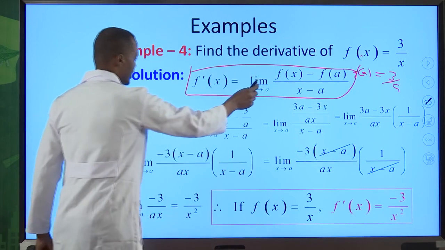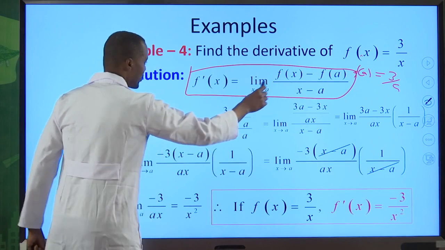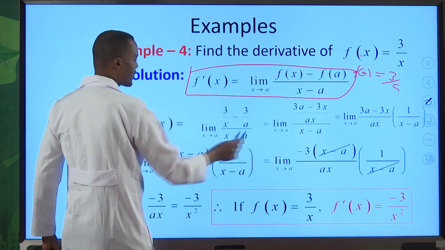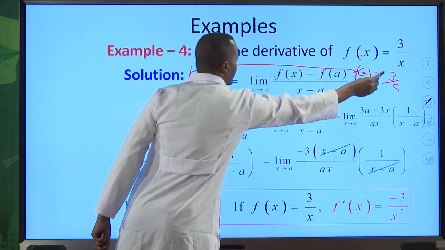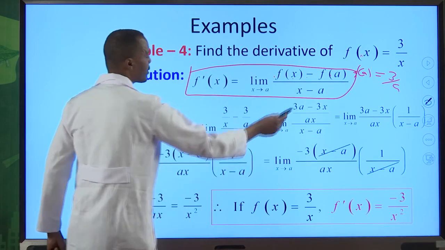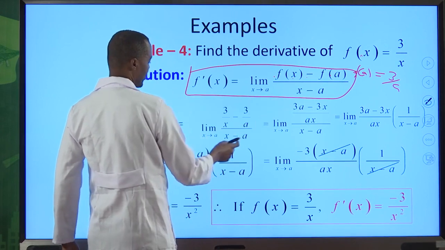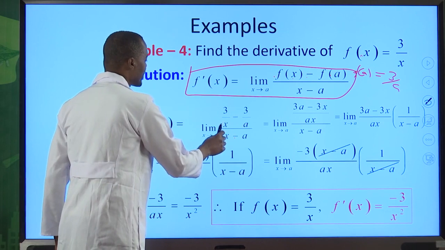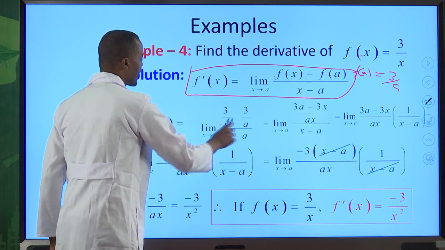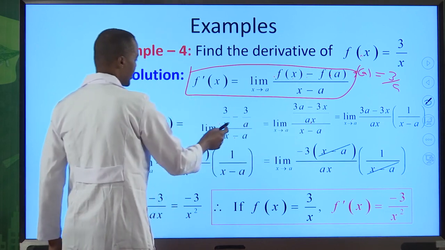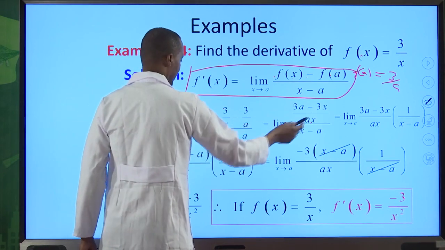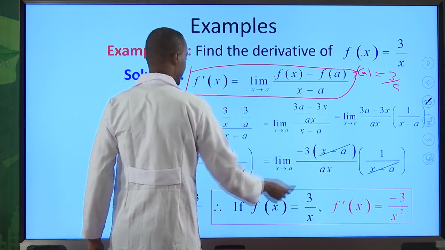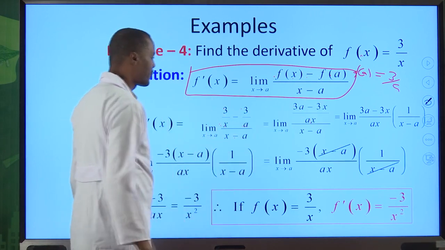So this is my formula. It says limit of f of x. So my f of x is 3 over x. Then it says minus f of a. F of a is 3 over a divided by the denominator x minus a. I'm not affecting that part. So I will take a least common multiple of x and a, that is the product of the two, ax. Ax divided by x, a times 3 is 3a. Ax divided by a, x. X times 3, 3x, divided by the same denominator.